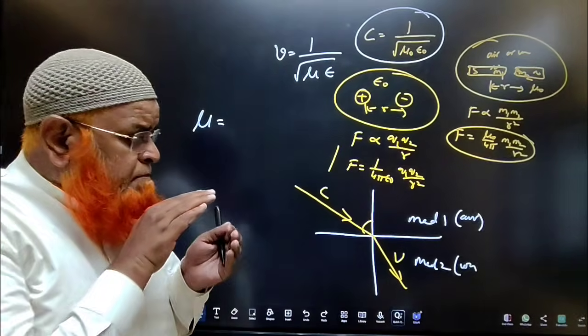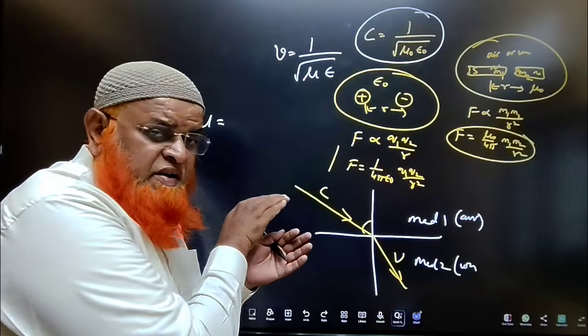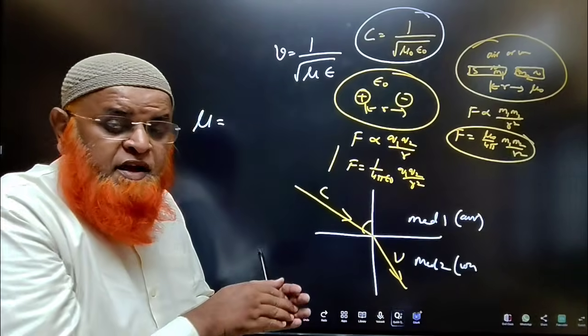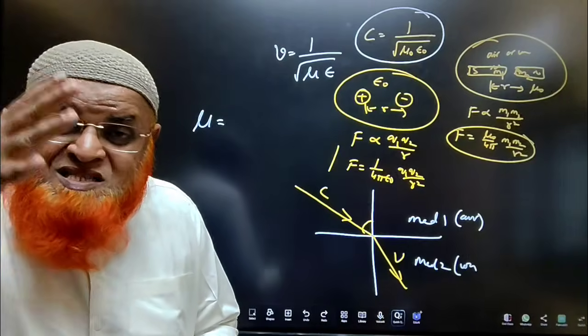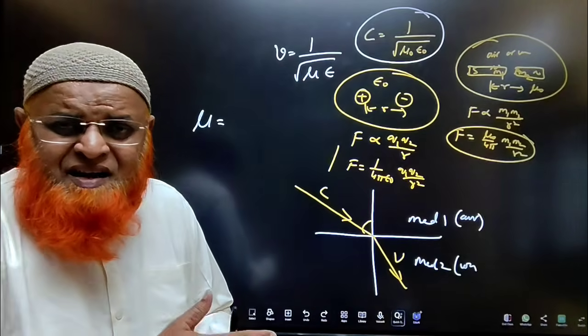Refraction is nothing but bending of light. When it travels from one medium to another medium, the light gets bent. Why is it going to bend? Because of the sudden change in velocities, sudden decrease in velocities.